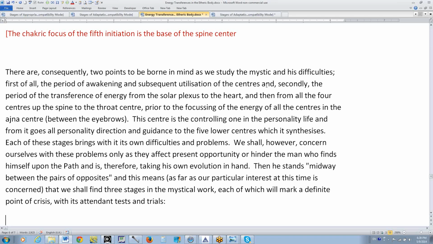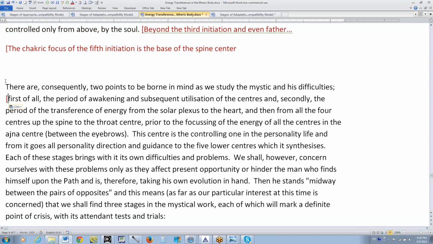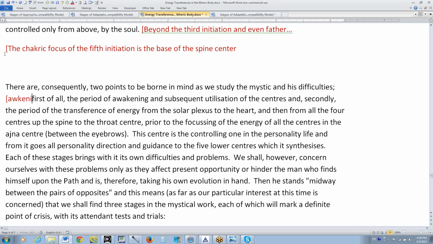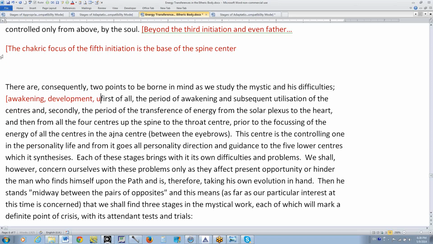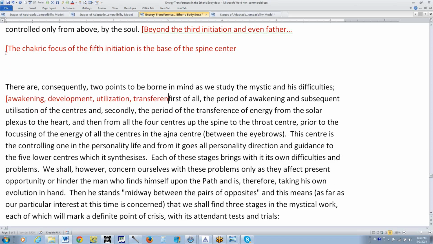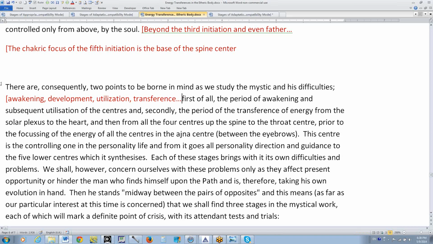Okay, first of all, the period of awakening and subsequent utilization of the centers. So these are the, how does it go? Awakening, development, utilization, and transference. He's put now in the verb to awaken, and before he simply said develop, use, and transfer. Okay, so we have the awakening, development, utilization, and transference.